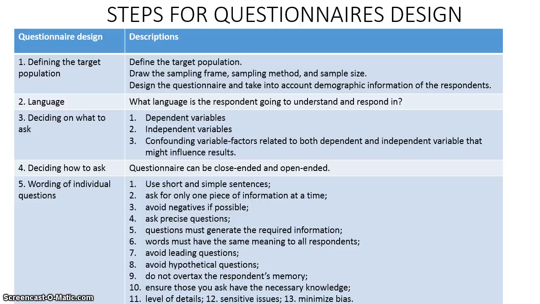Number 3, deciding on what to ask. You must know what are the dependent variables, independent variables, and confounding variables or factors related to both dependent and independent variables that might influence results. That will be the basis of your items in your questionnaire.